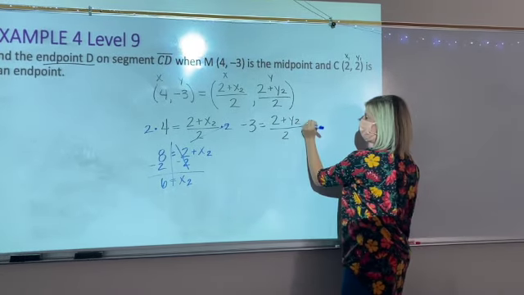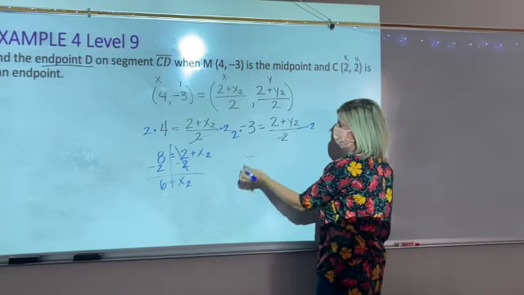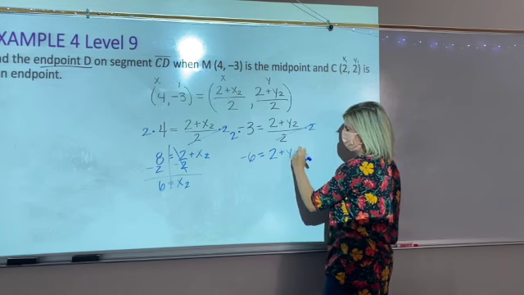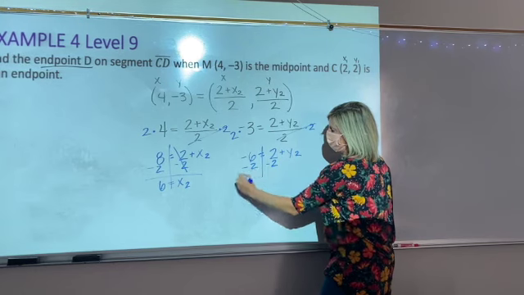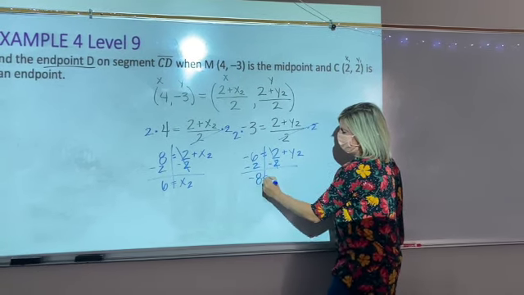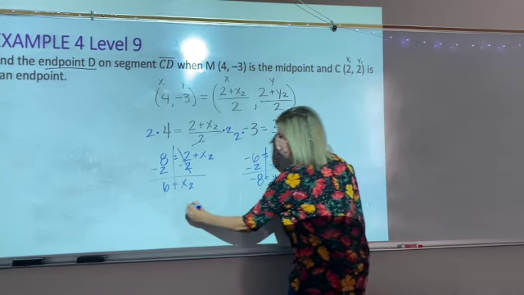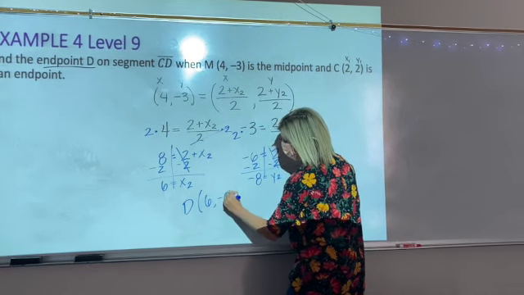The second half, again, it's going to be very similar steps. We're going to start by multiplying both sides by 2. So -6 equals 2 plus y2. Then to get y2 by itself, subtract both sides by 2. So -8 is our y2 value. So my endpoint D is going to be the point 6, -8.